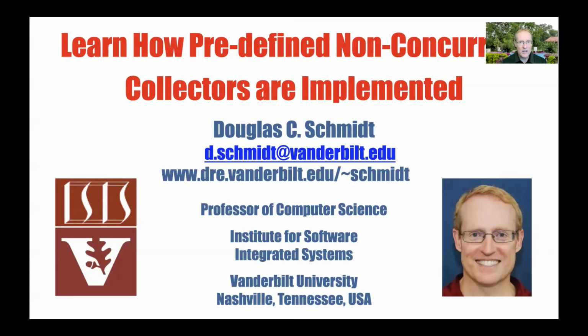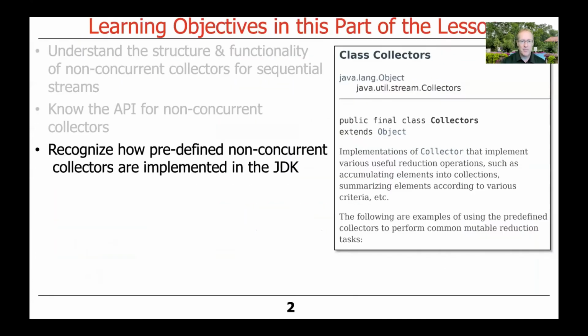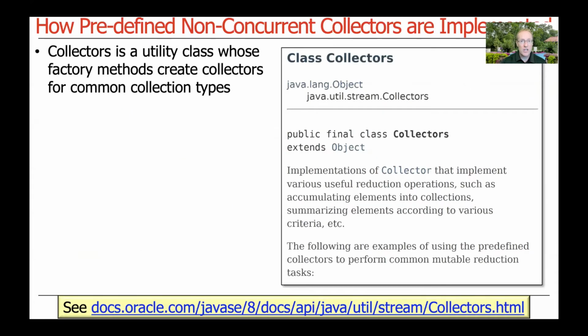So now that we've talked about what a collector is in general and the collector API, especially for non-concurrent collectors, let's take a deeper dive into how the predefined non-concurrent collectors that come as part of the Java class library, or as part of the Java Development Kit, are implemented. Now, keep in mind, this is what you get out of the box. If you use modern Java, everything I'm about to show you comes predefined as part of the Java class library.